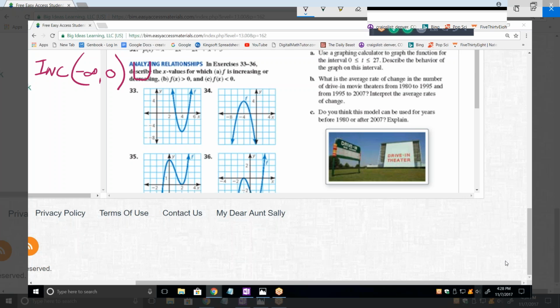Where else is it increasing? It's not just increasing from negative infinity to zero. Okay. 35. So, also increasing from 2 to infinity. Okay, where is it decreasing? From 0 to 2.